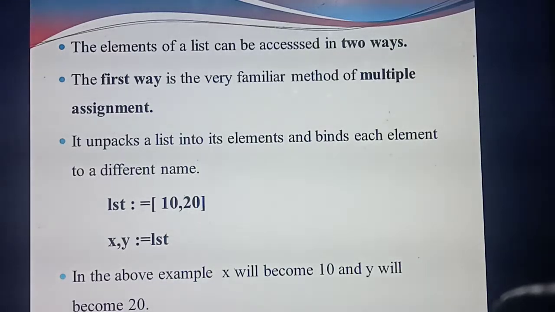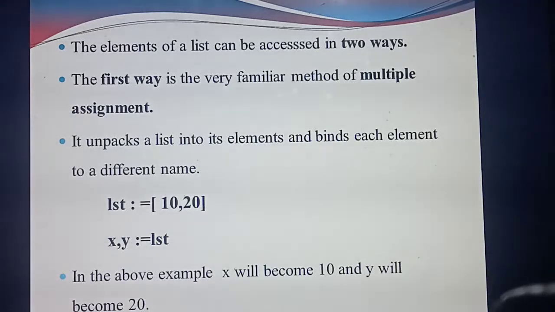So what's the first method? Multiple assignment method. Okay, first you need to write it. You are going to access the elements in a list. To access the elements in a list, how many ways are there in total? 2 ways. What are the 2 ways? The first way is to access using multiple assignment. So what's the meaning of multiple assignment? It will unpack the list.